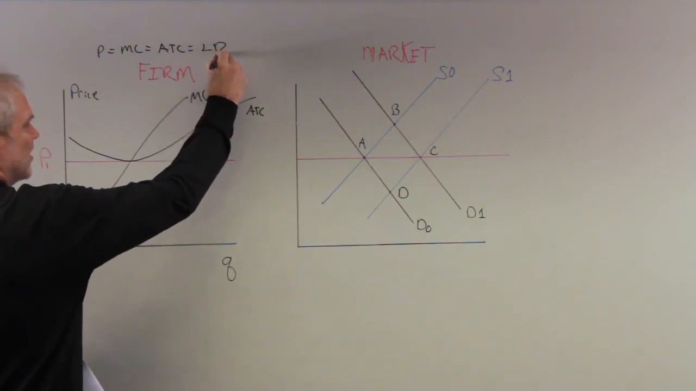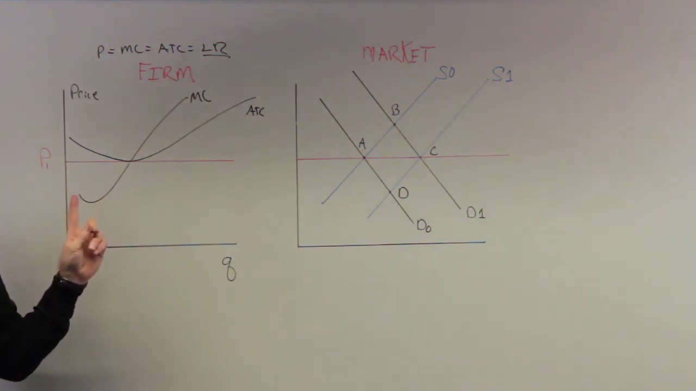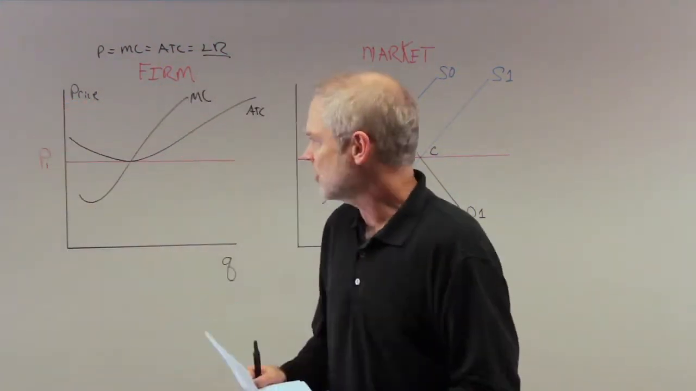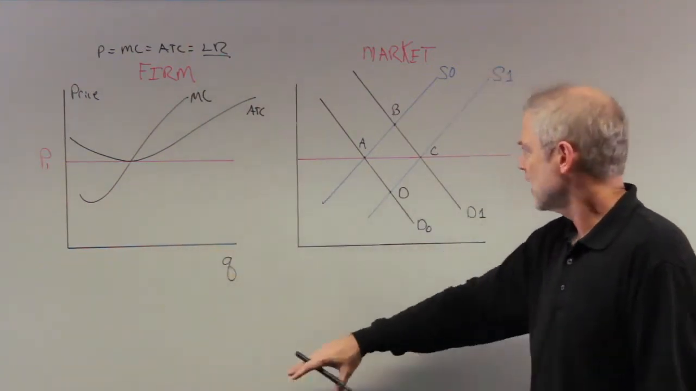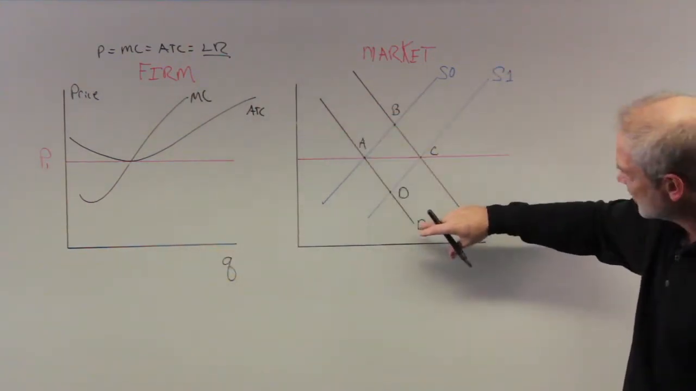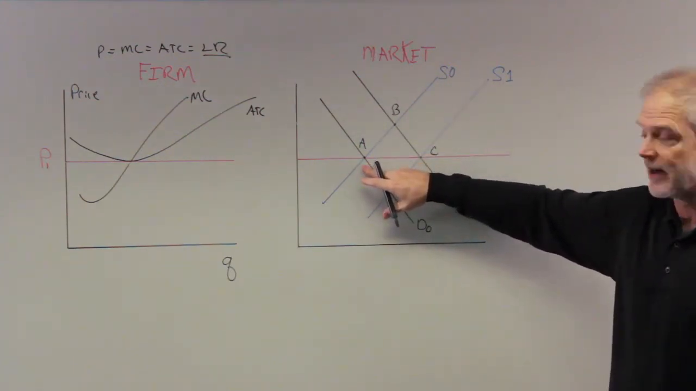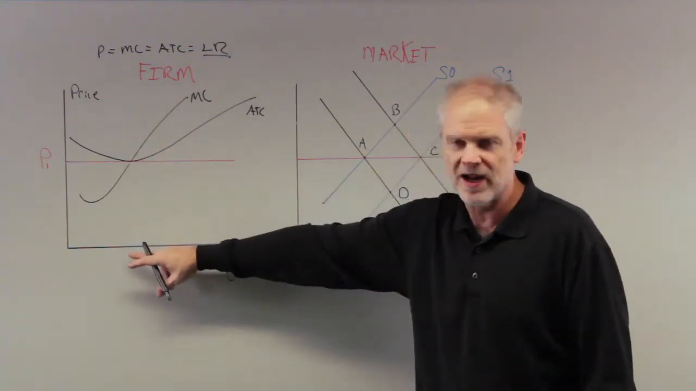This is a long-run situation. Why? Because the firm's not making above normal profits. There's no incentive for new firms to come into the market. There's also no incentive for this firm to leave. This is a stable situation. We go to the market. Here's our demand curve, D0. There's a supply curve, S0. This is our equilibrium in the market. The market sets the price. The firm adjusts the price and figures out what output it should produce.